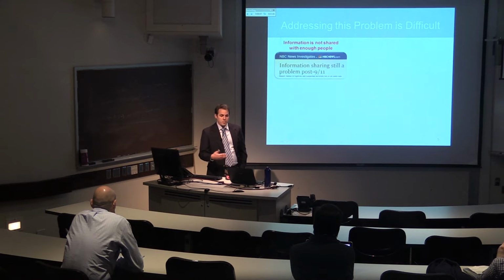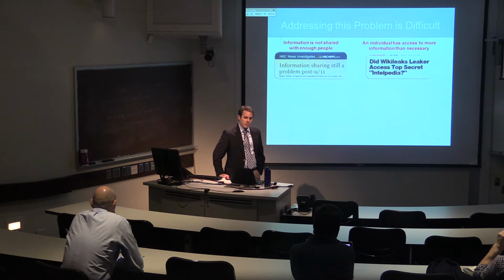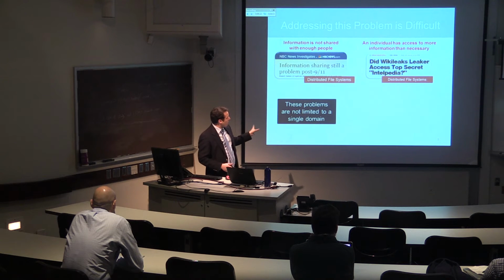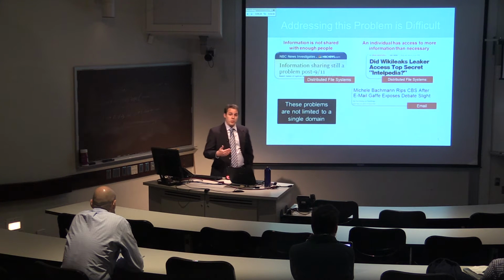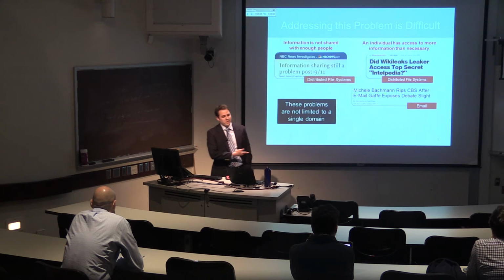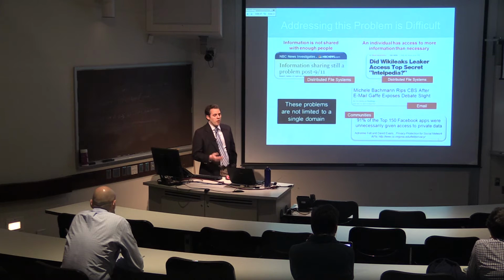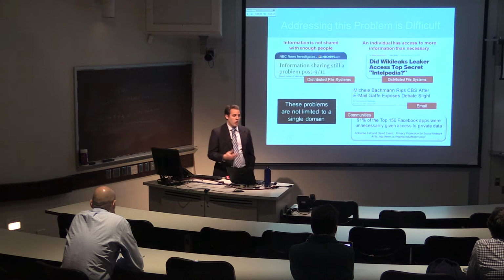9/11 was not prevented, at least partially because information was not shared with enough people. Afterwards, the US government went in the opposite direction, where an individual had access to more information than was necessary, leading to WikiLeaks. These both show issues in distributed file systems, but they are not limited to a single domain. For example, in the domain of email, Michele Bachmann was accidentally addressed in an email critical of her. And in the domain of communities, a survey of the top 150 Facebook apps found that 91% of those apps were unnecessarily given access to private data.